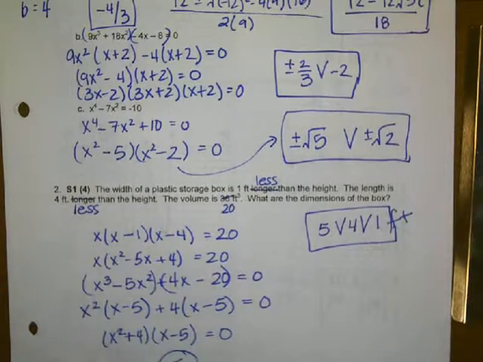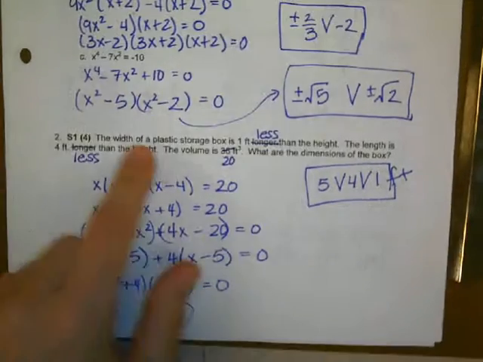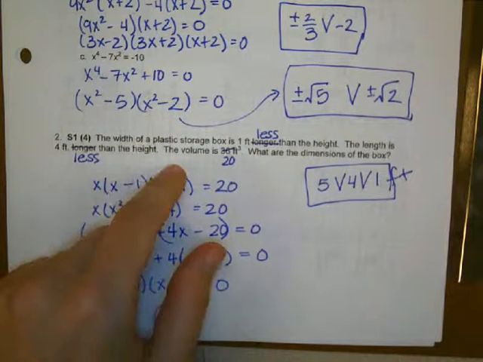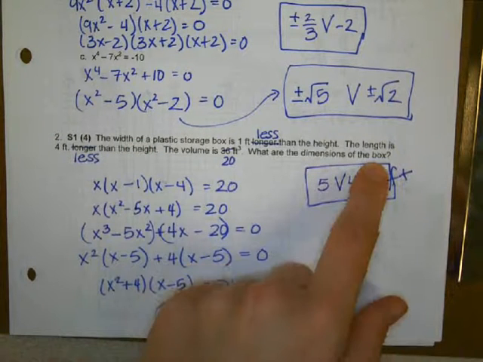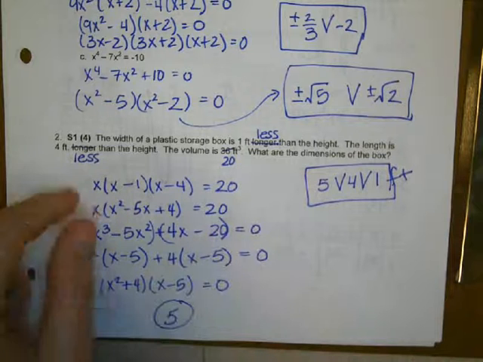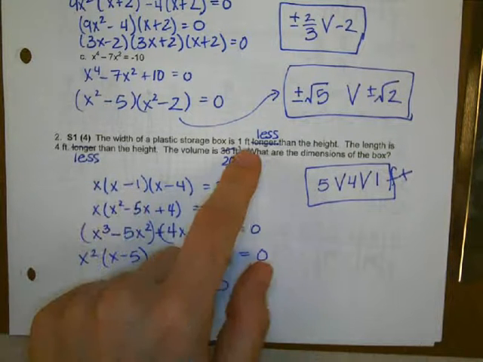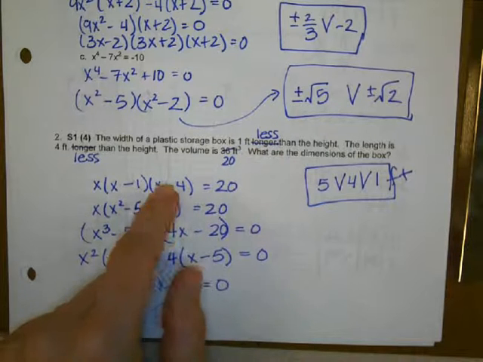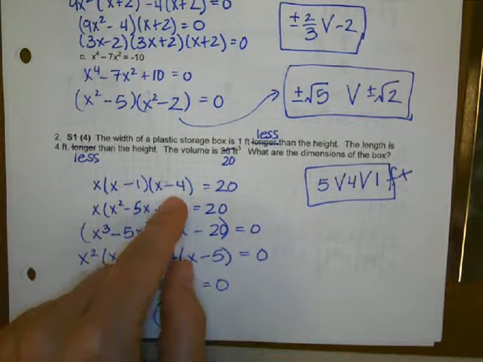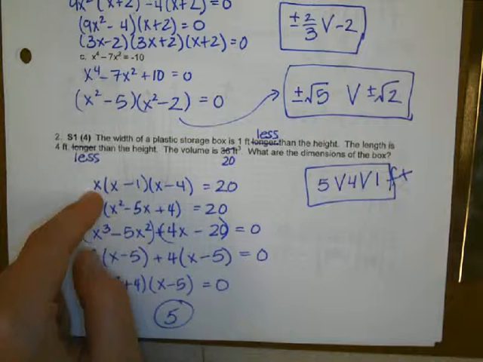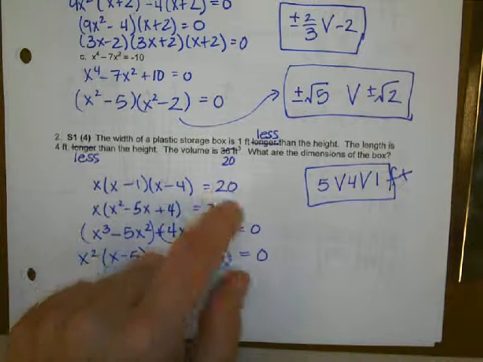For number 2, you're given 3 dimensions to find the volume of a box. It's length times width times height. So height is x. This is my width because it's 1 foot less than the height. 4 feet less than the height is my length. So height times width times length equals the volume, which is 20.